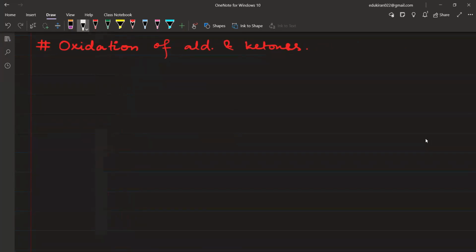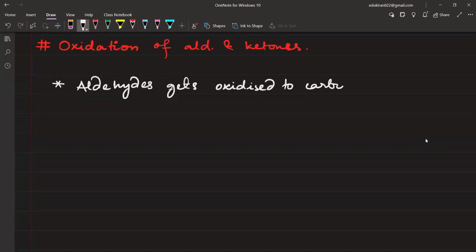So first point, aldehydes get oxidized to carboxylic acid. Okay. You will write the next point.